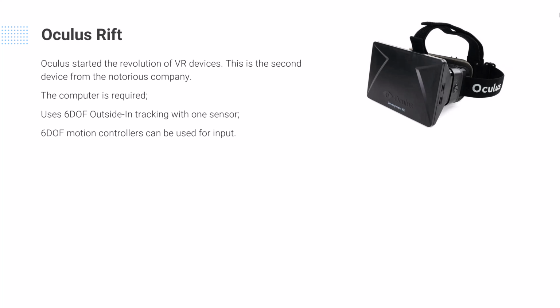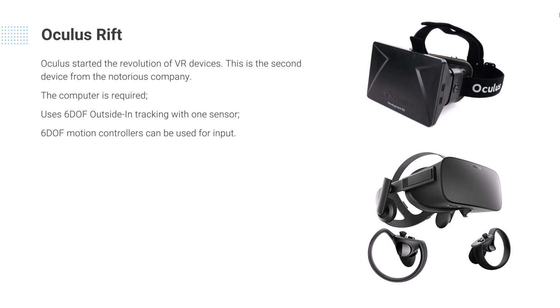The first consumer version appeared in the year 2015. Oculus Rift uses 6 degrees of freedom outside-in tracking with one sensor. The computer is required as this is a wired solution. In May 2019, Oculus began shipping a new VR headset known as Rift S, which we already talked about. Later in 2021, it was discontinued to focus on the Oculus Quest 2, effectively ending the Rift line.